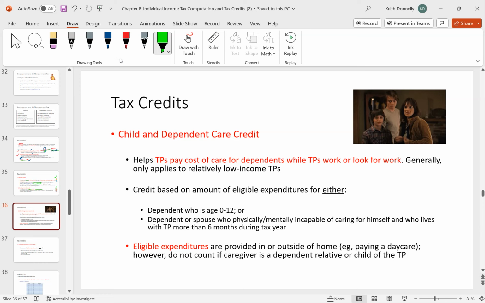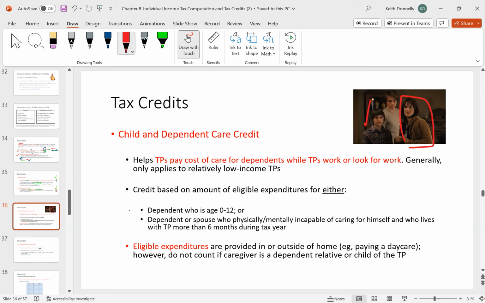Next one here, child and dependent care credit. So the idea with this is it's going to help pay the cost if you have dependents at home while you're looking for work. Say we have mom, she's going out to work, and she has son there who's at home. She has to pay for daycare. How does this work? So first off, you have to have the right type of kid. So let's just say, he's 10 years old.